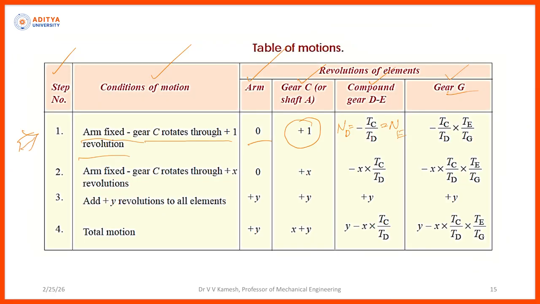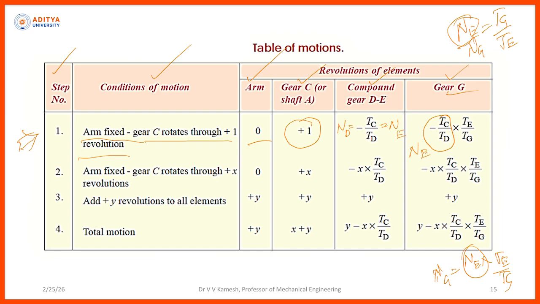What is the relation? NE by NG is equal to TG by TE, right? Or NG by NE is equal to TE by TG, right? Now, NE you already know, I need NG. So, NG is equal to NE into TE by TG. What is NE? Already you know, minus TC by TD. So, you substitute that. So, this part is actually NE, multiplied with TE by TG.